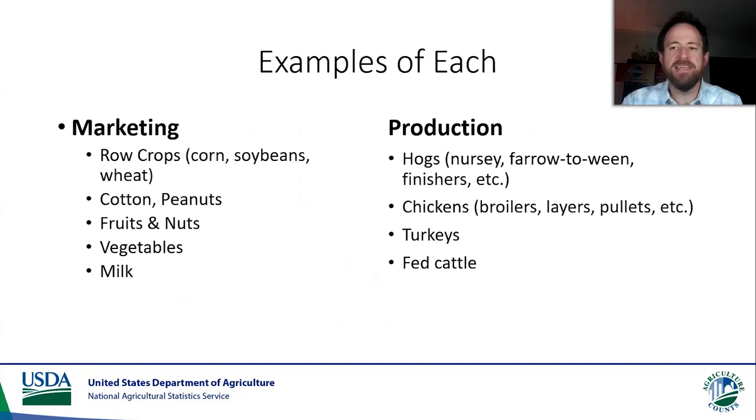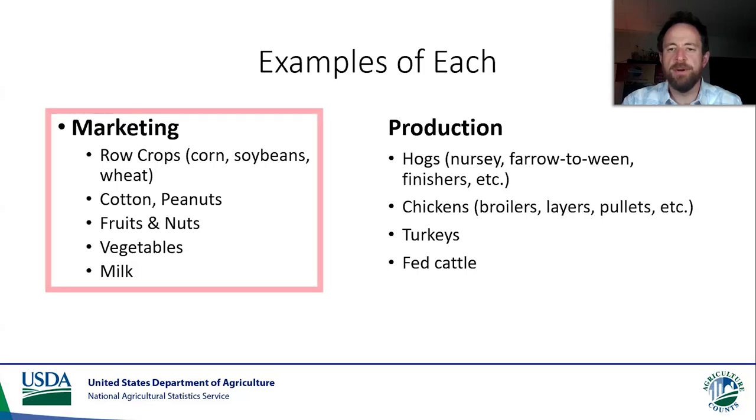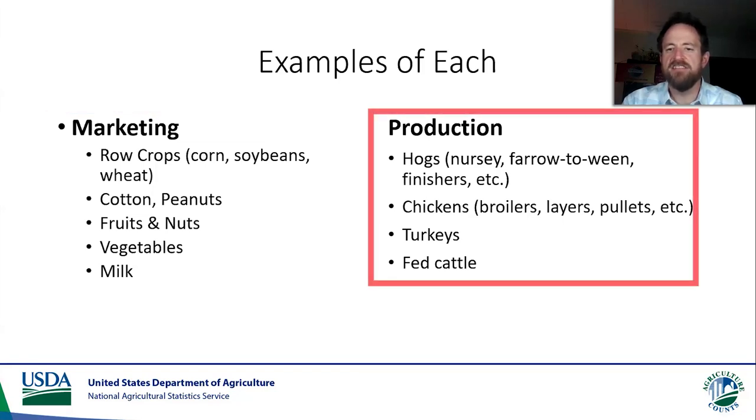For the sake of making it a bit easier or straightforward, here are a few examples of the types of commodities usually put on contracts. For the most part, marketing contracts tend to be for crops, but that is not always the case. In addition to row crops, fruits, and vegetables, milk is commonly put on marketing contracts as well, whereas livestock, such as hogs and chickens, tend to be put on production contracts.